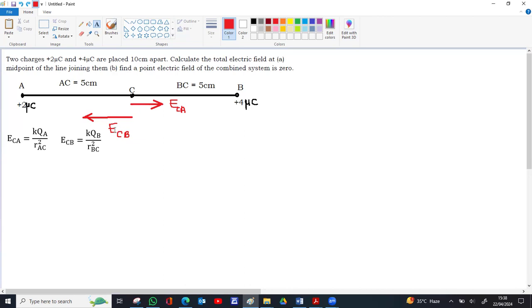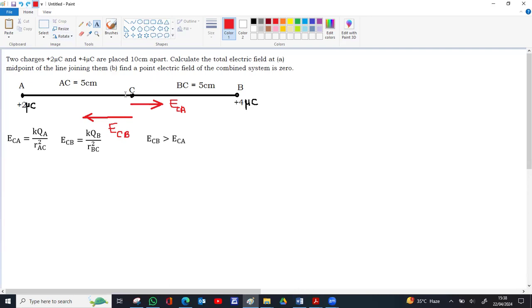Then check whether the magnitudes are equal or different. The distances AC and BC are the same, 5 centimeter each, but the charge of A is smaller compared to the charge of B, which is 4 microcoulomb. So ECB magnitude will be definitely greater than ECA magnitude.